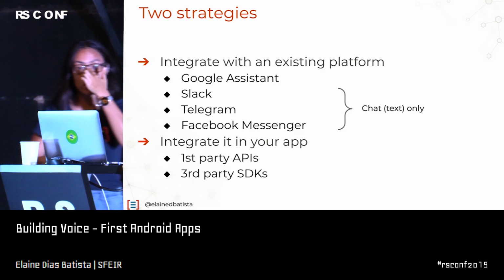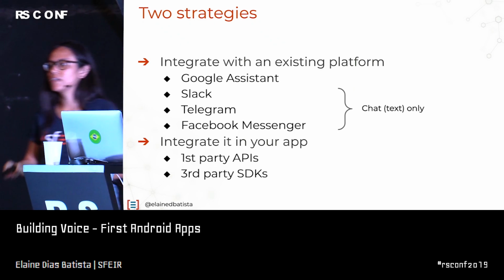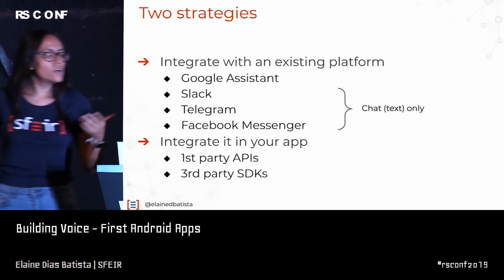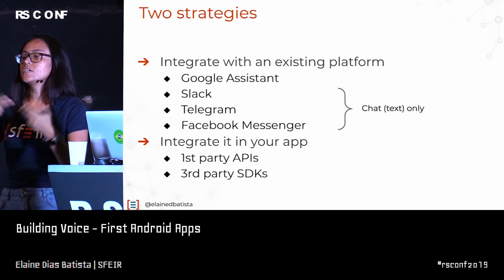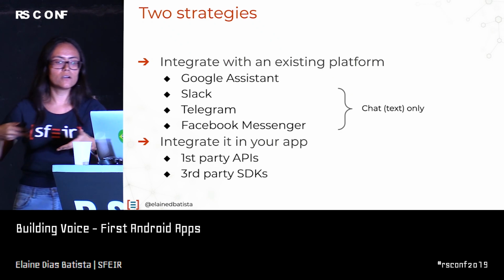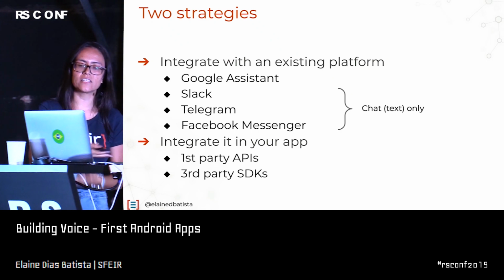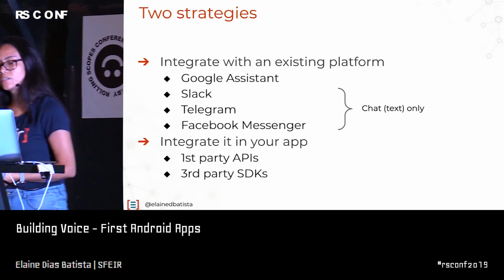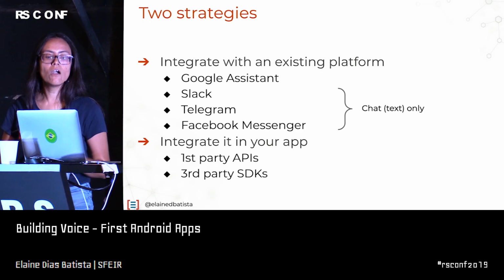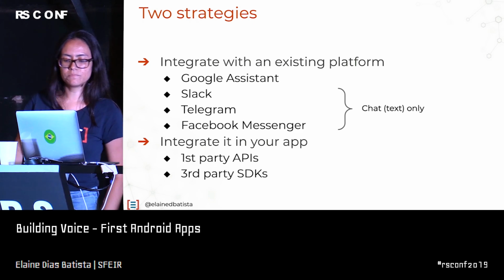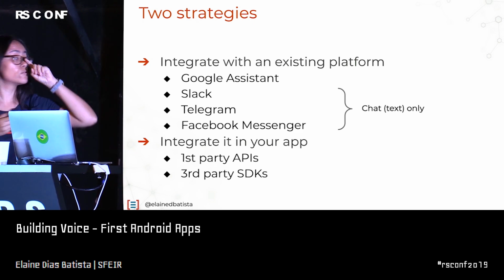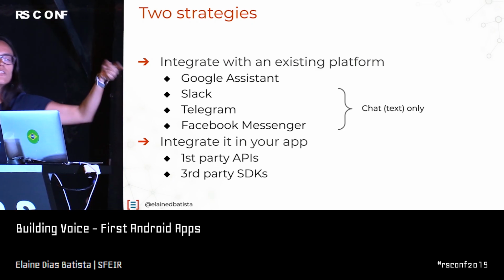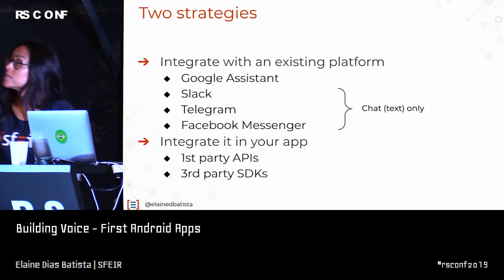And you can also integrate directly into your app. Again, if you have an app that has thousands, millions of users, you could think about integrating it directly inside of the app, either with first-party APIs that are provided by Google, by the Android team, that are available on the Android SDK, or with third-party SDKs. Or also first-party solutions integrated with the Google Assistant. So two strategies. You can do the first one, the second one, or both at the same time.